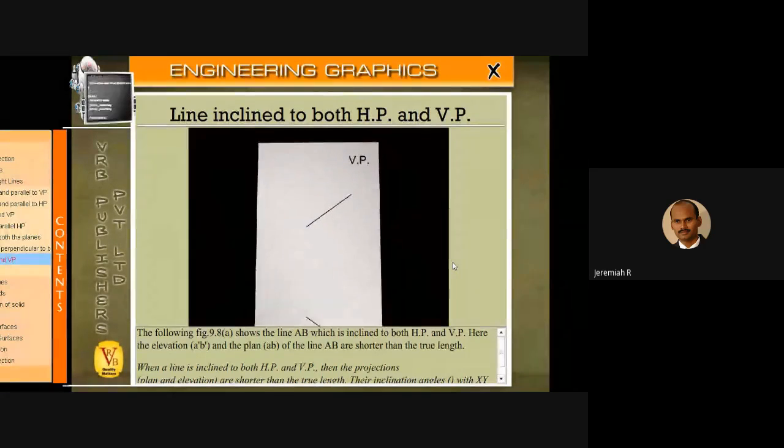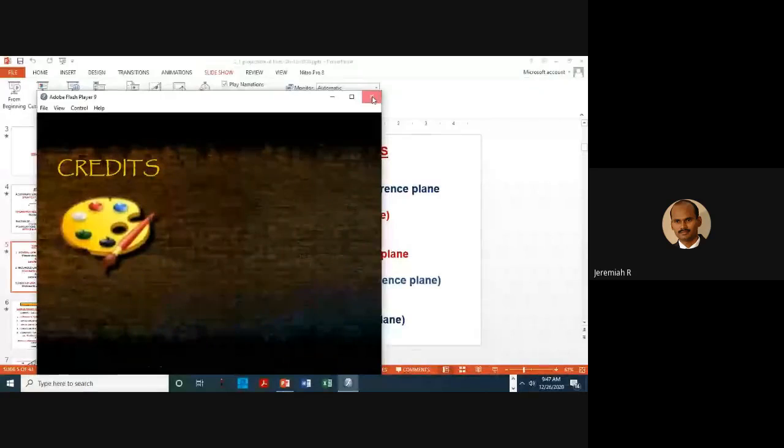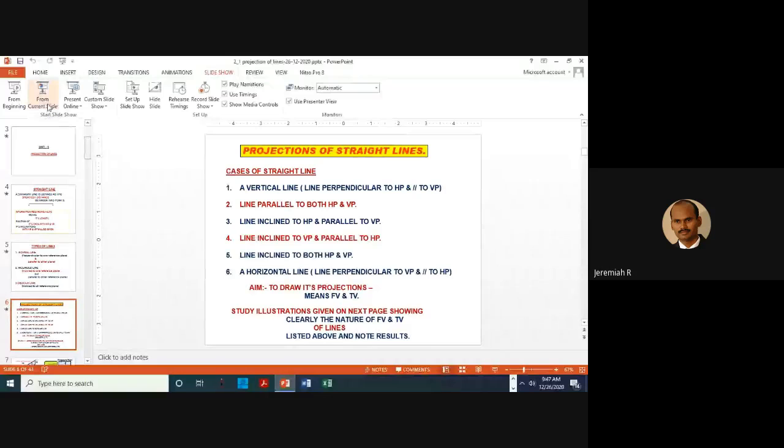Rotate in the clockwise direction by 90 degrees. Okay, we'll see the cases one by one. We have already seen this animation.